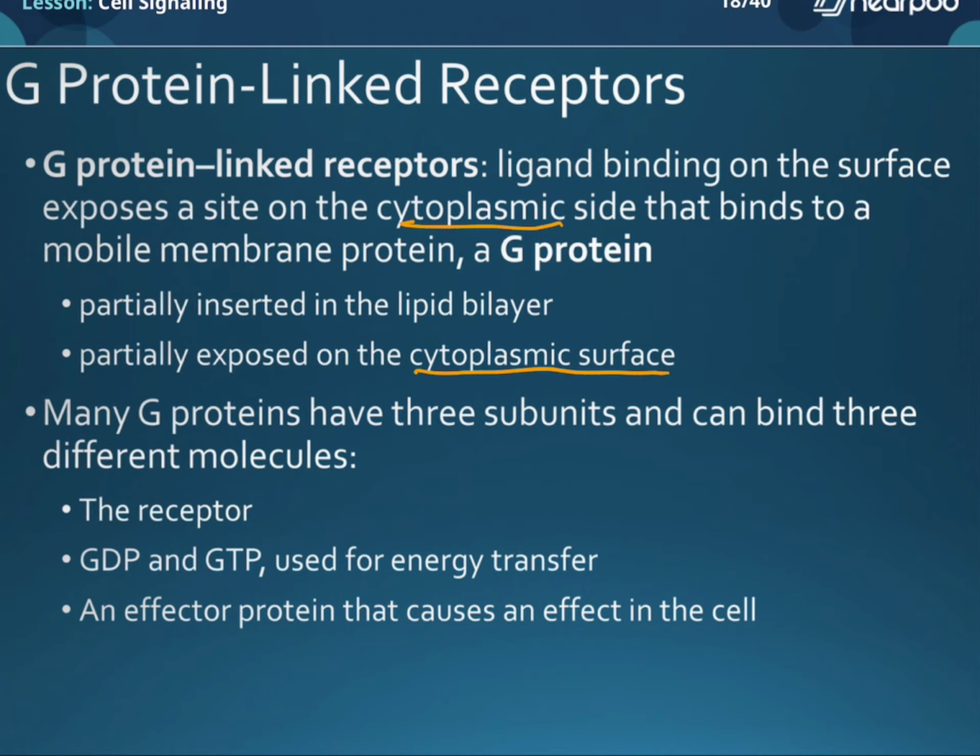Many G proteins have 3 subunits that can bind 3 different molecules. They can bind the receptor, that's one of those subunits is the receptor. They have a GDP and GTP used for energy transfer, and they have an effector protein that causes an effect in the cell.